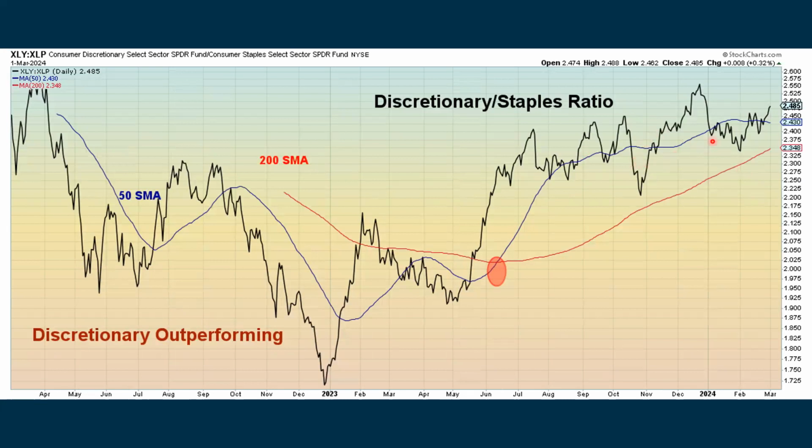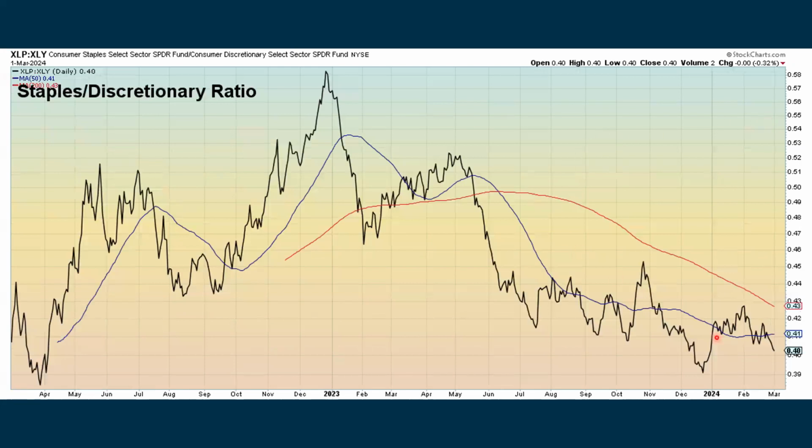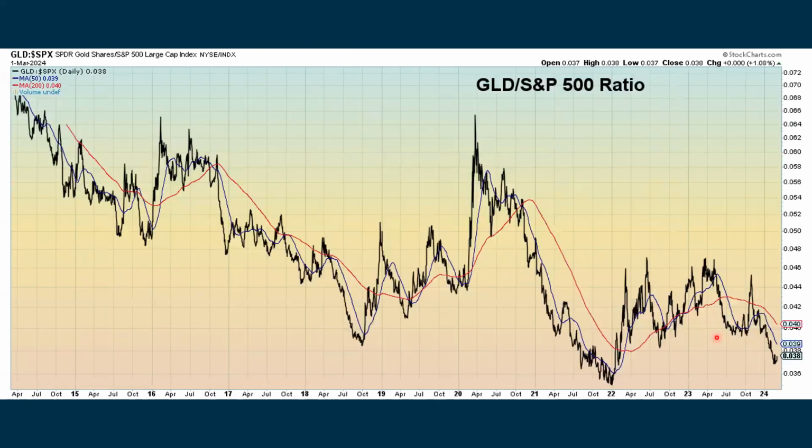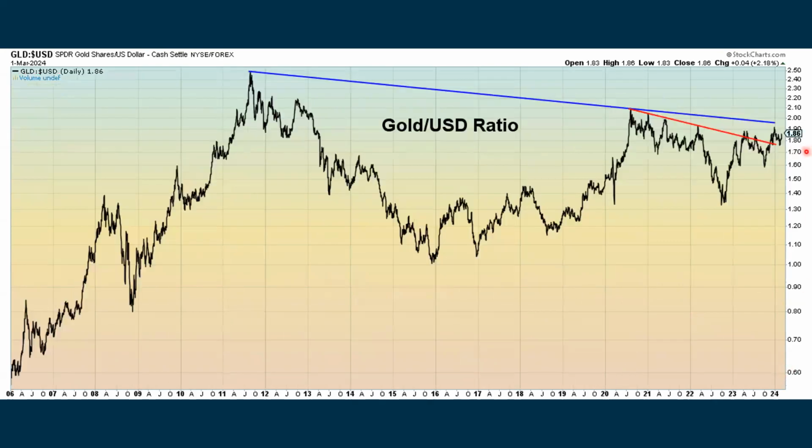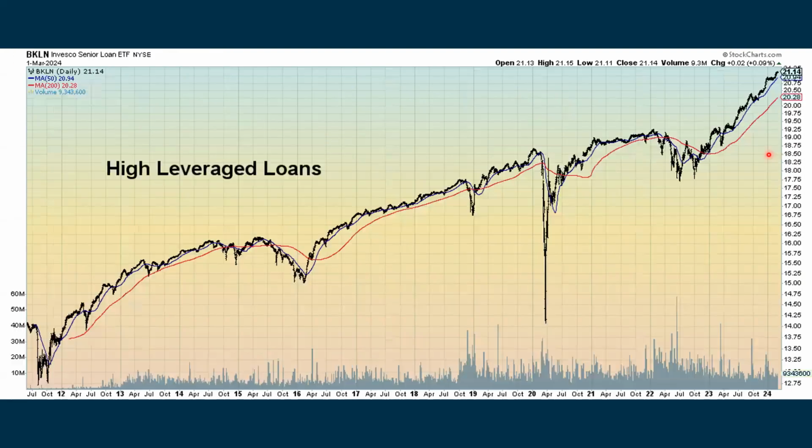Discretionary to staples shows that discretionary is outperforming. We just want to see it doing better than what it's been doing. And this shows how staples have been underperforming discretionary. Gold is doing okay, but it's still really continuing to underperform the S&P. It's bouncing back up as we saw the dollar go down just a little bit this past week, but overall it's been underperforming the dollar.